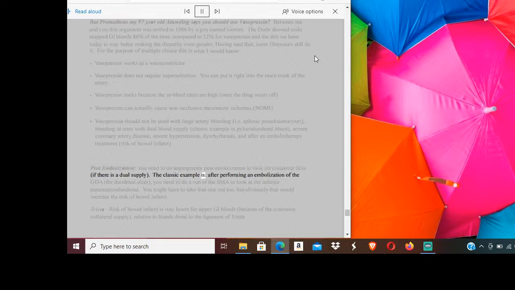The classic example is, after performing an embolization of the GDA for duodenal ulcer, you need to do a run of the SMA to look at the inferior pancreaticoduodenal. You might have to take that one out too, but obviously that would increase the risk of bowel infarct. Trivia: risk of bowel infarct is way lower for upper GI bleeds, because of the extensive collateral supply, relative to bleeds distal to the ligament of Treitz.